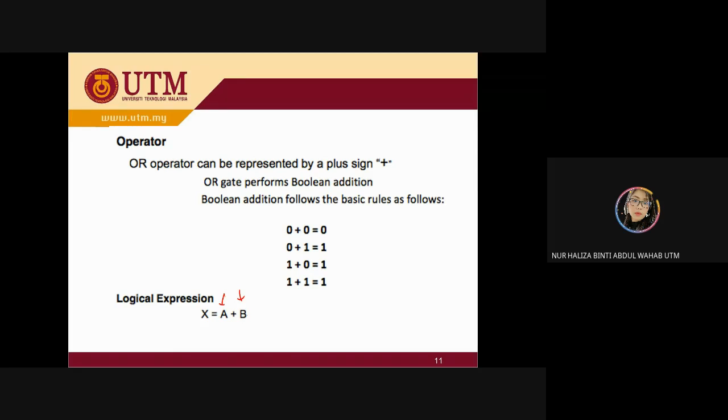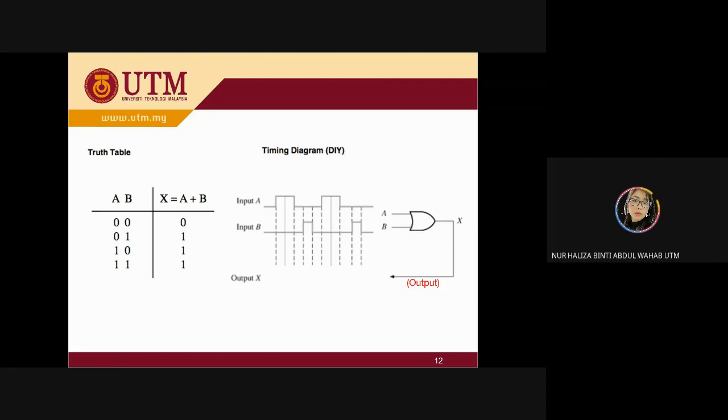Next, you are going to have what? Truth table. As I mentioned, if you have at least one input of one, then you will get the output as one. So you have zero, zero, you will get zero. The rest will be one because you have at least one for your input.